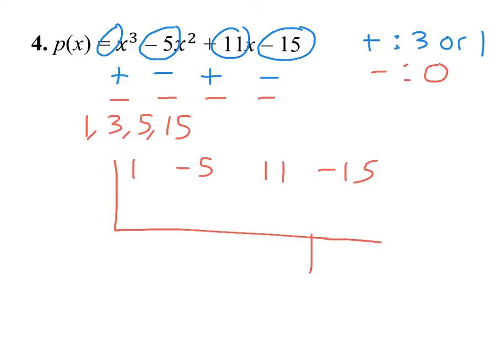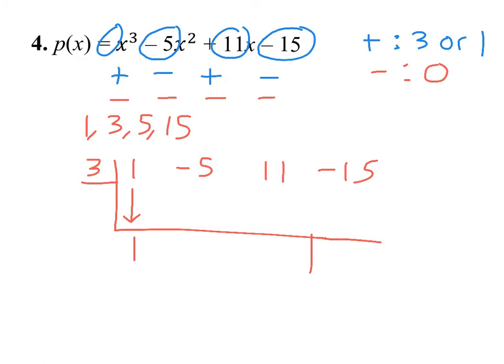What about 3? 3 cubed would make 27. Minus 45 is negative 18. Negative 18 plus 33. Yeah, that looks like it works. So let's try 3.